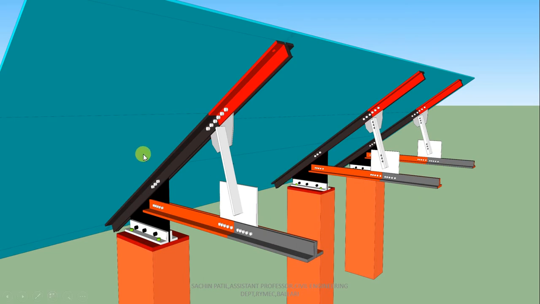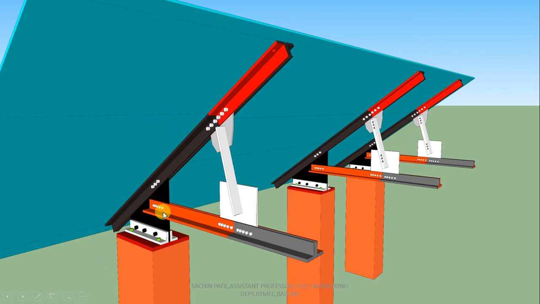So here you can see an example of a roof truss. It comprises both compression as well as tension members. If you observe this connection over here, this is a compression member and this is a tension member. And this compression and tension member is connected to an extra plate over here, which is called a gusset plate. So this gusset plate is in turn connected to the column.